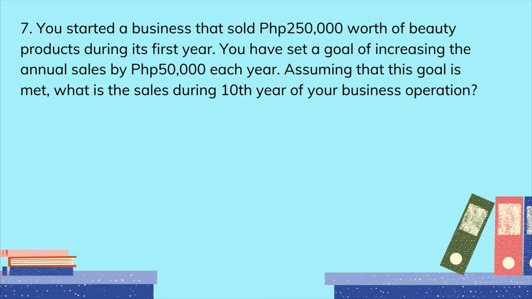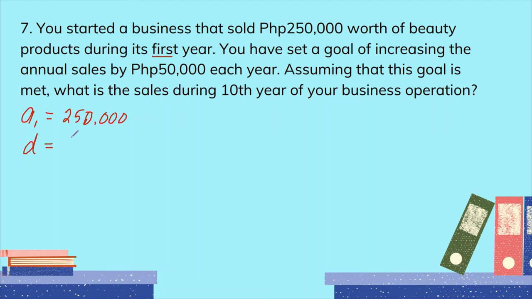Ang sabi dito, meron kang business. Tapos, sa first year niya, nakabenta ka ng 250,000. So, yung first year mo will be our a sub 1. Diba? And that is 250,000. And then, you have set a goal of increasing the annual sales by 50,000 each year. So, gusto mo mag-increase every year ng 50,000. So, since every year yan na-increase, that will become your common difference.